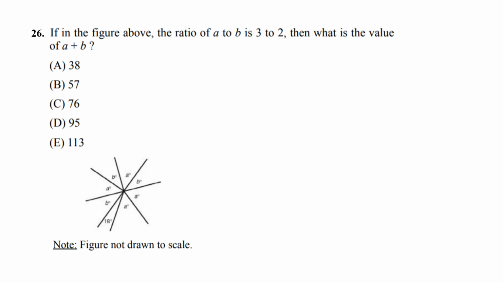In the figure above, in this case it's below, the ratio of A to B is 3 to 2. So that's defined by this. A to B equals 3 to 2. And we can cross multiply that to get an equation. And we get 3B equals 2A. Then what is the value of A plus B?